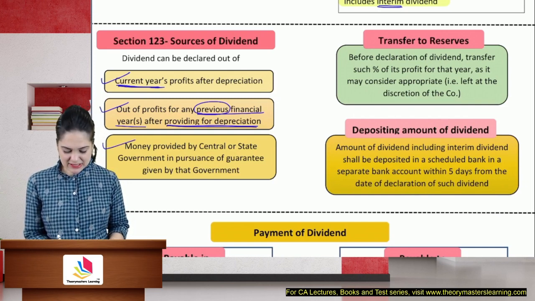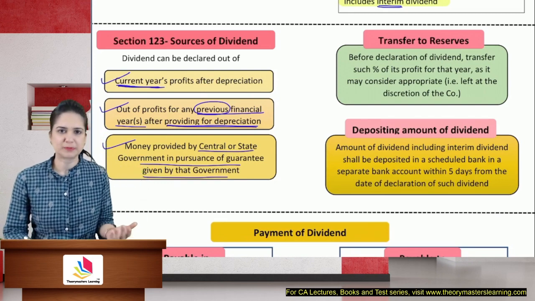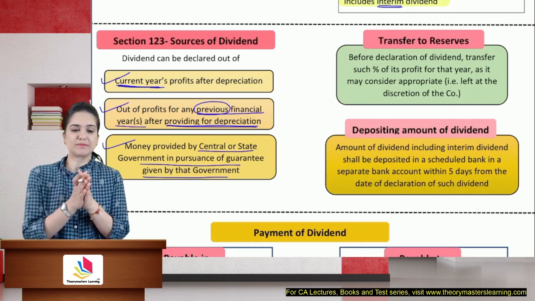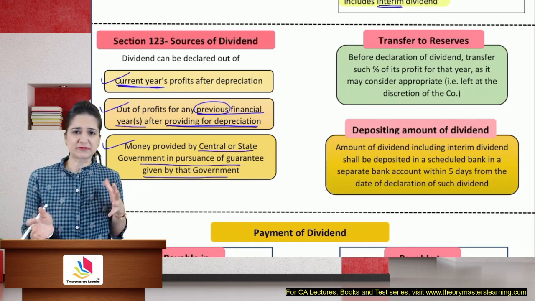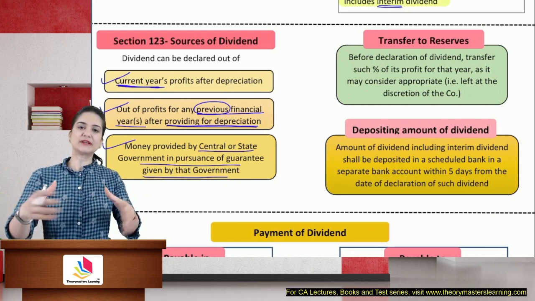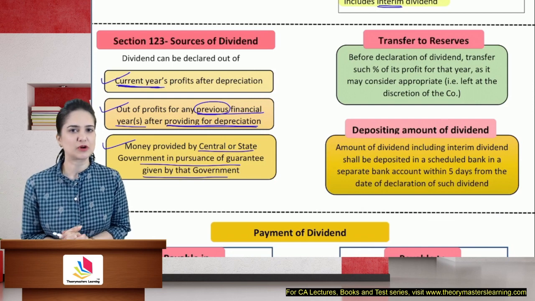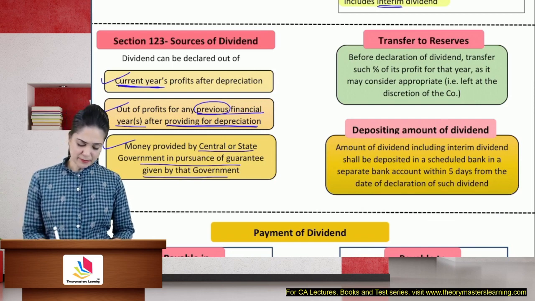Money provided by the central or state government in pursuance of any guarantee given by that government. So sometimes the company is not in a position to pay dividend, but we don't want the market sentiment to become negative. So the government will say that okay, I will give you some money, you give that in the form of dividend, so that there is confidence maintained in that particular type of industry or company. So money given by central government.